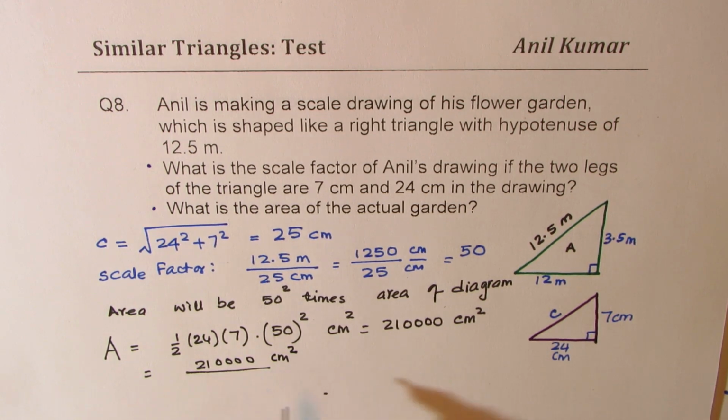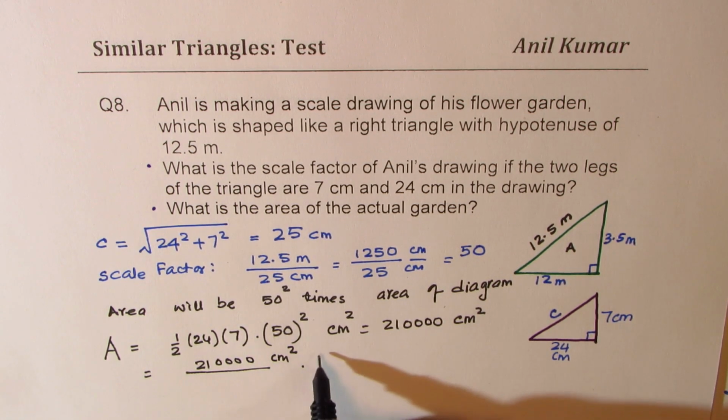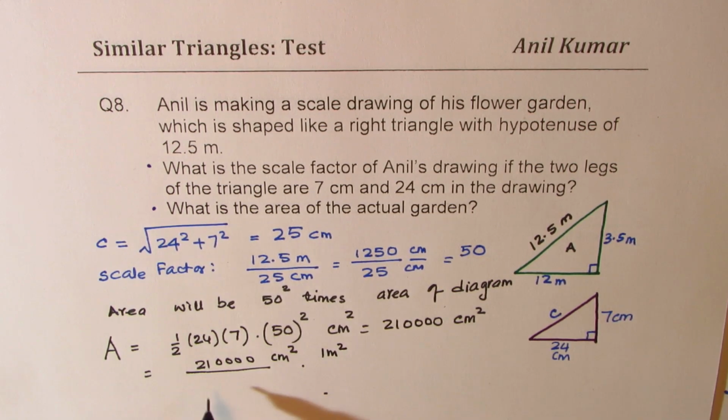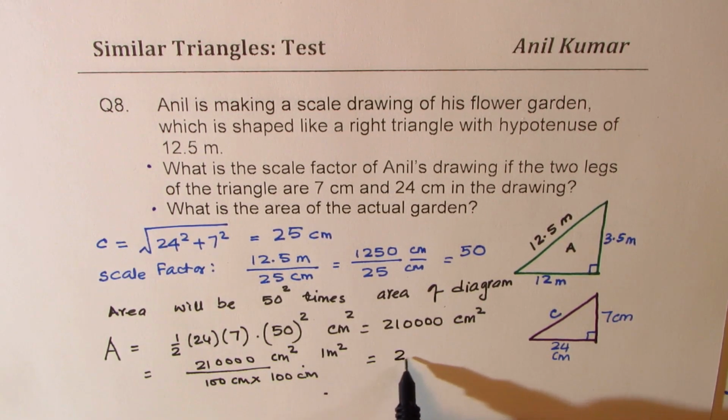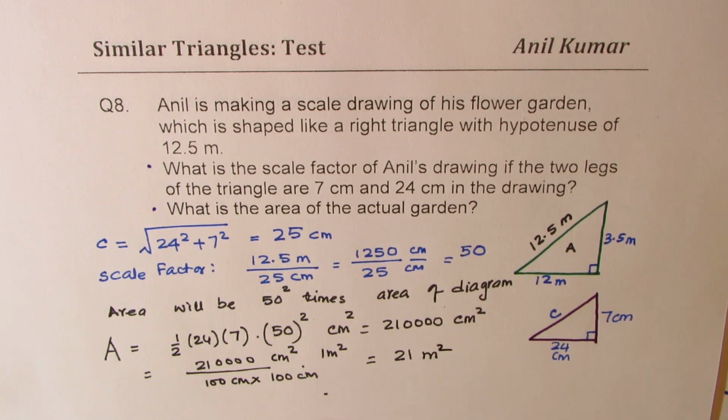correct? To write it in meters squared, what should you do? We know 1 meter squared is equal to 100 centimeters times 100 centimeters, correct? So these 4 zeros will cancel. So you get 21 meters squared. So the area of the actual garden is 21 meters squared. Is that clear to you?